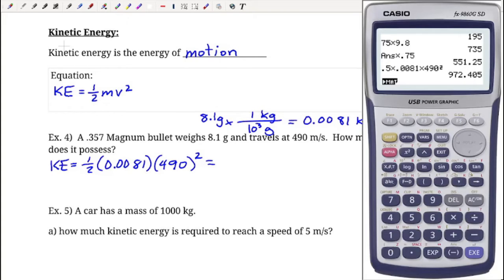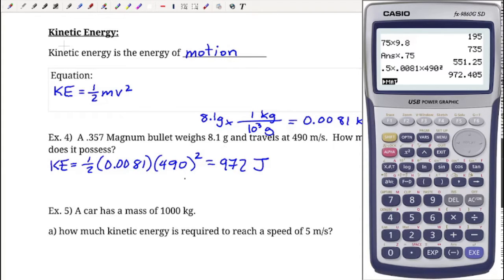So even with such a small mass, I still end up with a fair amount of energy at 972.405. I'm going to round that to 3 sig figs, so 972 joules. Energy is always measured in joules. Doesn't matter if it's potential or kinetic.